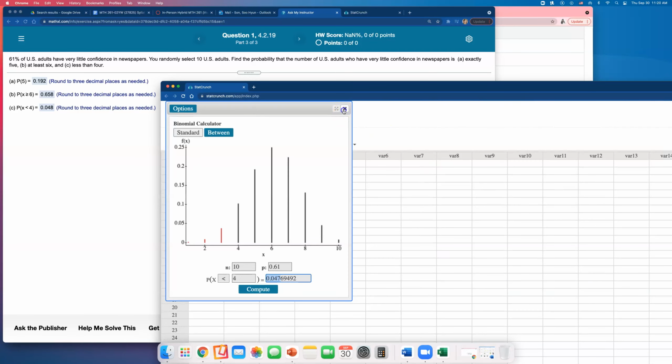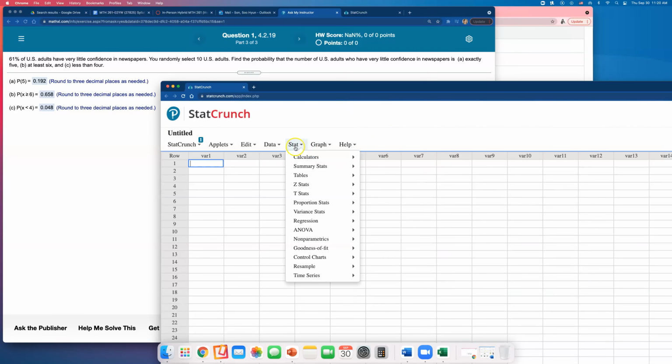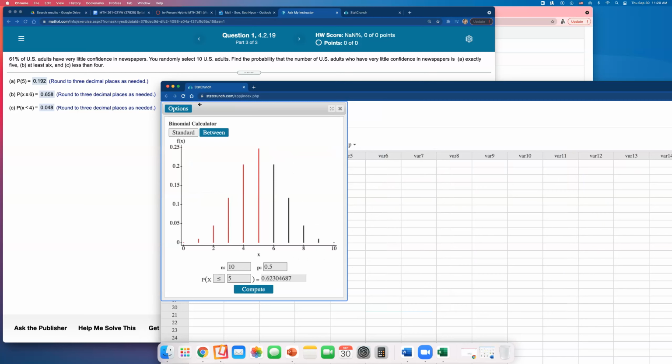So if I show you how to get there one more time, you go to Stat, Calculators, and Binomial. So that way we don't have to use that binomial probability formula, which involves all the combinations and factorials. All right, I hope this was helpful.